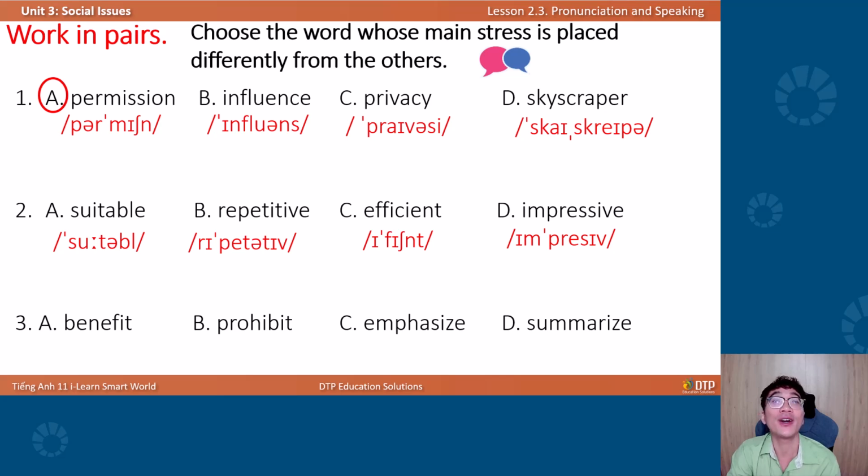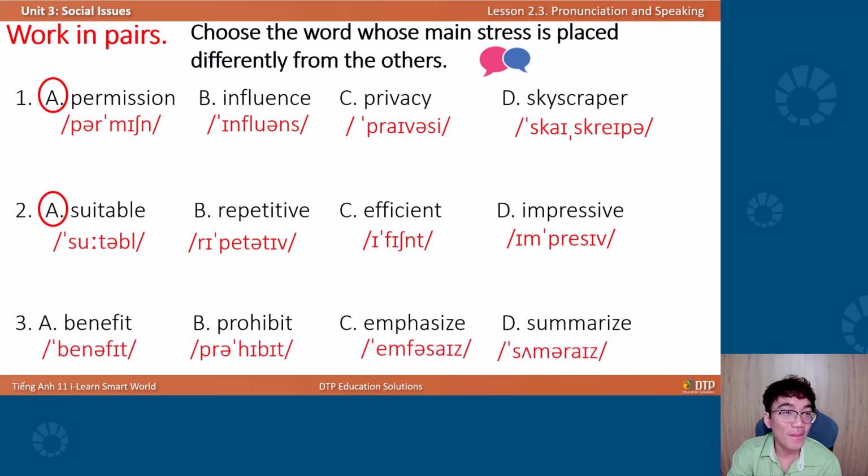It's stressed on the first syllable. Suitable, repetitive, efficient, and impressive. So for 3, I read. You notice the stress, please? Benefit, prohibit, emphasize, and summarize. Okay. So you choose B. Prohibit. Very good.